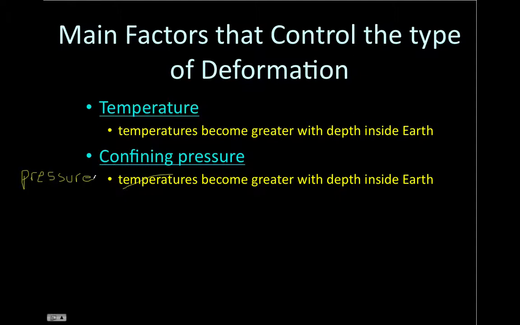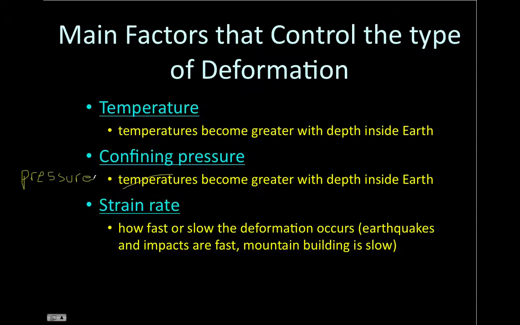So at the surface of the Earth, the rocks aren't buried under as many layers, so there's not as much pressure at the surface of the Earth. But as you go down inside of the Earth, think about all the weight of the rocks on top of those deeper layers. So confining pressure is something else that will work to change a rock into a brittle deformation or a ductile deformation. The third factor that controls the type of deformation has to do with the rate of straining. So basically how fast or how slow the deformation occurs.